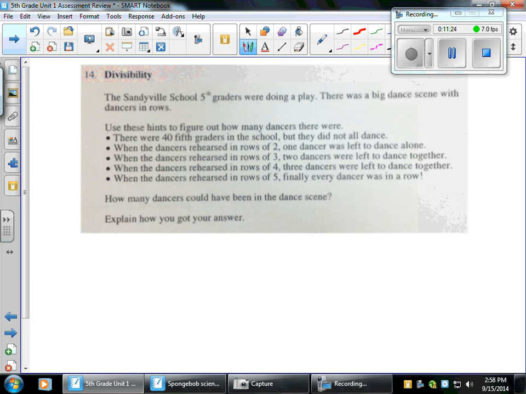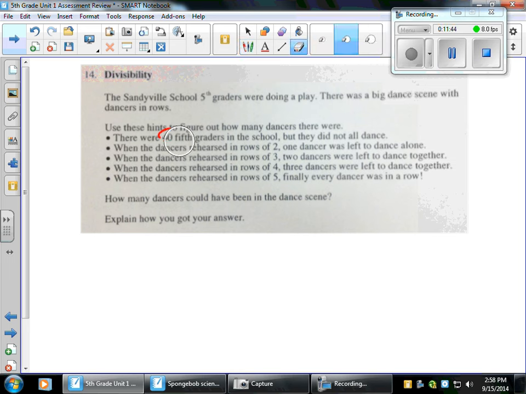Last problem. This will be on the test, something that looks almost identical to this. The Sandyville School 5th graders were doing a play. There was a big dance scene with dancers in rows. Use these hints to figure out how many dancers there were. There were 40 5th graders in the school, but they did not all dance. So 40 is a magic number.